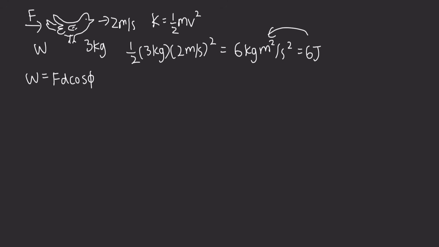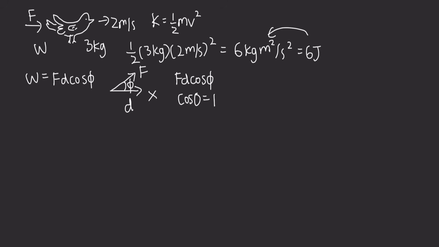So let's say the bird is moving this way along the x-axis through a displacement D. However, we're not applying a force F directly parallel to its motion. We're applying it at some angle phi above. So the work would be F d cos of phi. And we can see that cos of phi is greatest when phi is equal to 0, because cosine of 0 is simply equal to 1.